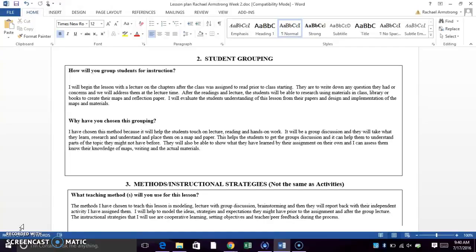This is going to help the students to get the group discussion, and it can help them understand parts of the topic they might not have known before. They will also be able to show what they have learned in their assignment and on their own, and I can assess them and their knowledge of the maps, writing, and actual materials.